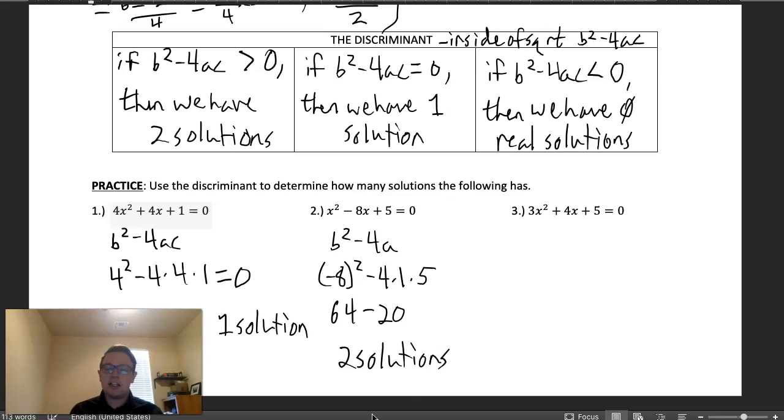And that, folks, is all we have for quadratic formula.